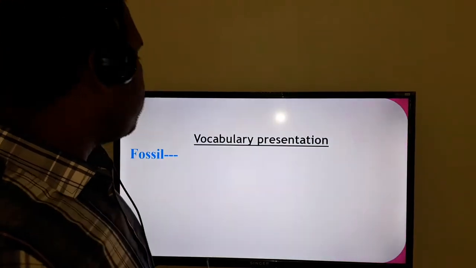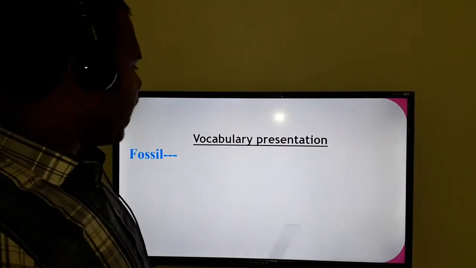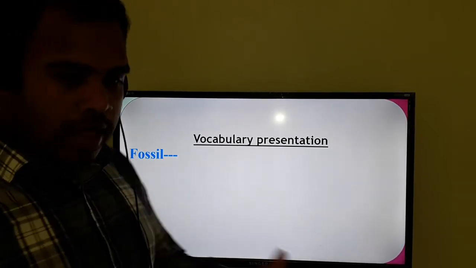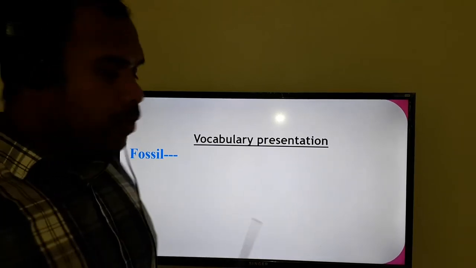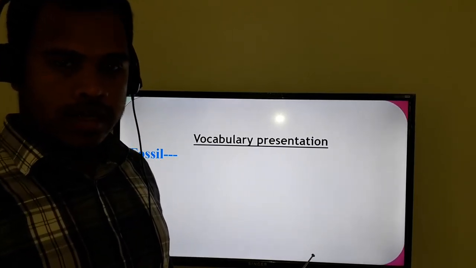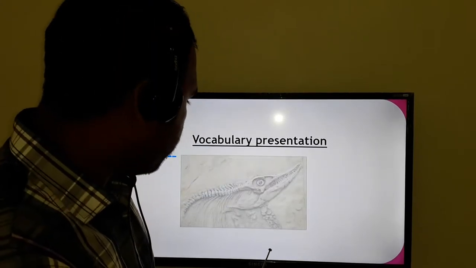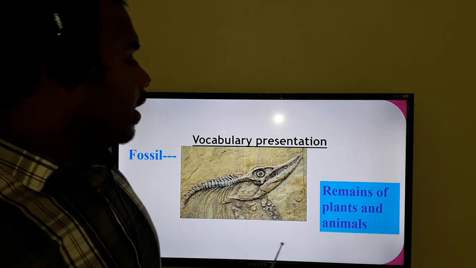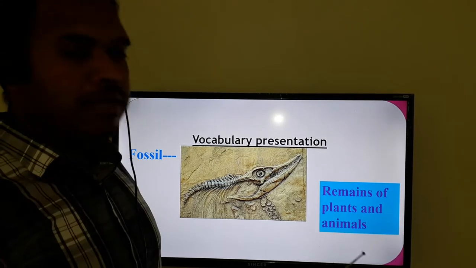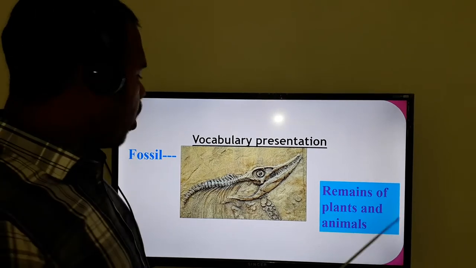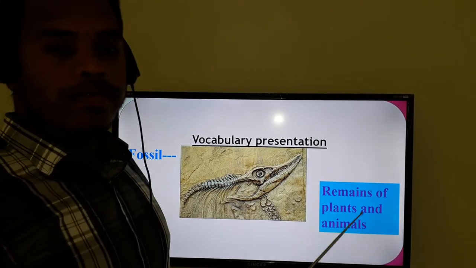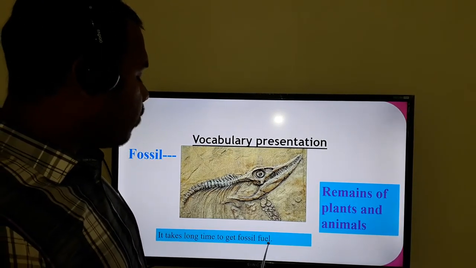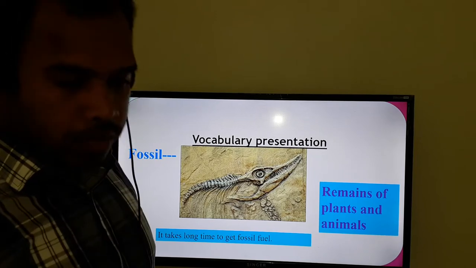First of all, I would like to present some vocabulary from the text. While you go through the text, you will find some difficult words. I would like to clarify them. First one is fossil. Can you tell me what a fossil is? Okay, no problem. There is a picture for you. You can guess. That is a fossil. Fossil means the remains of plants and animals. It takes a long time, hundreds and thousands of years, to become a fossil. You see in a sentence: it takes a long time to get fossil fuel. So that is a long process.